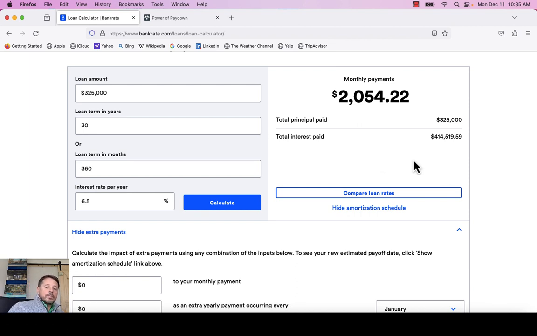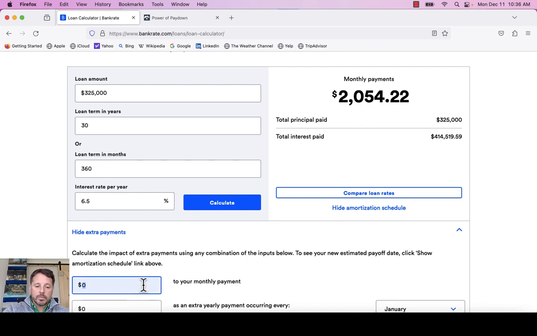Now, I want to draw your attention to this big number. That's the amount of interest that we will be paying back to the lender simply for letting us borrow this $325,000. So when you add it up over 30 years, this $2,000 a month for 360 payments is going to total up to $325,000 plus $414,000. So you're really going to be paying over $700,000 for this $325,000 home.